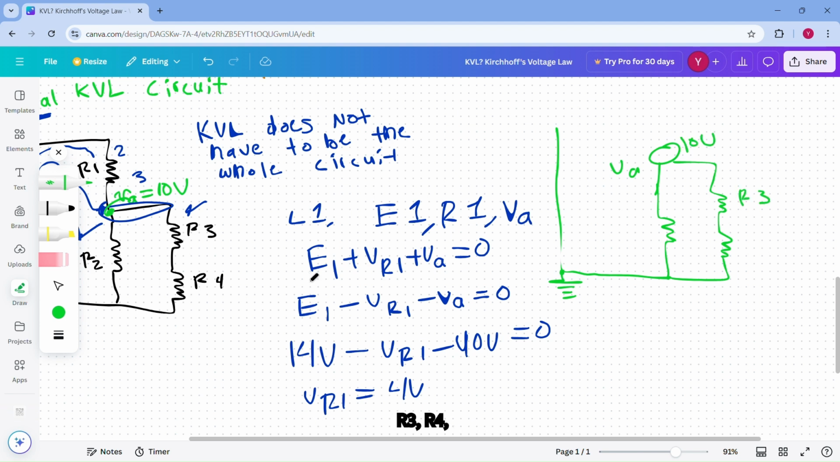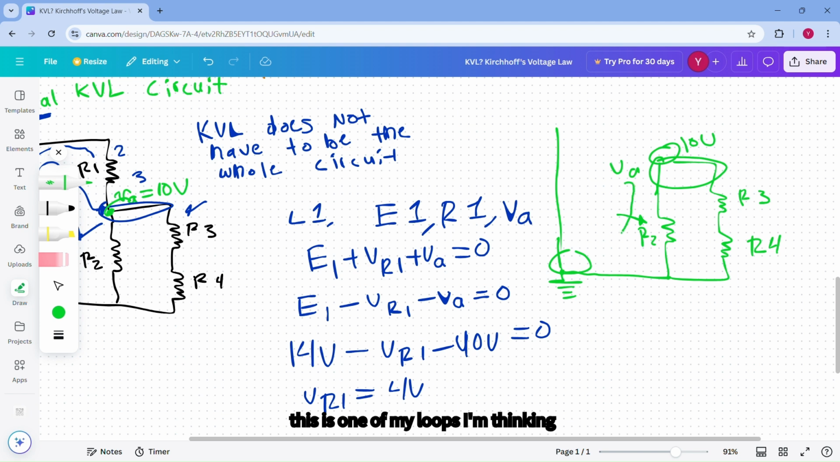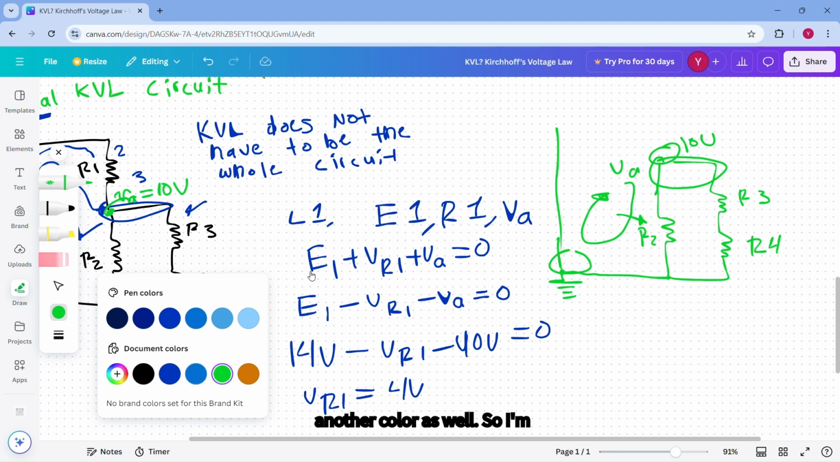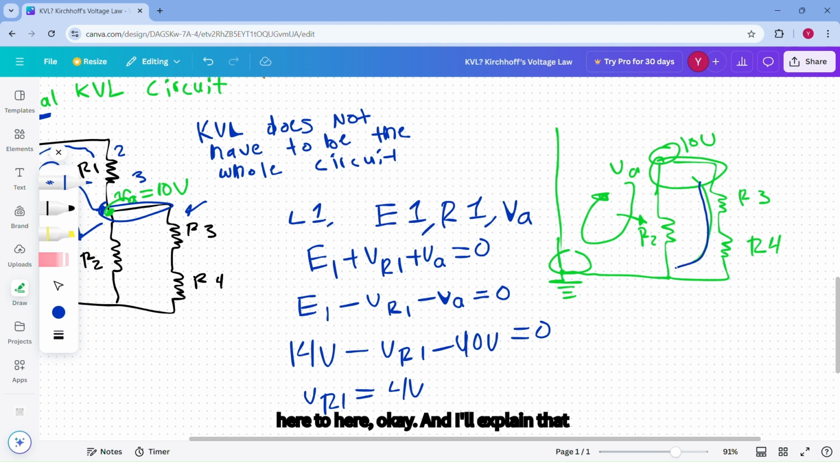Let's think about how we can make loops with this value. So R3, R4, and R2. VA told us there's 10 volts difference between here and from ground. That's telling me that, okay, if I have 10 volts here, R2 must make up a portion of that 10 volts, if this is one of my loops I'm thinking about. And that R3 and R4 should make up a portion of that 10 volt drop if that's one of the loops I'm thinking about. I'll do this in another color as well. So I'm thinking here to here. Okay, and I'll explain that one more time, okay?